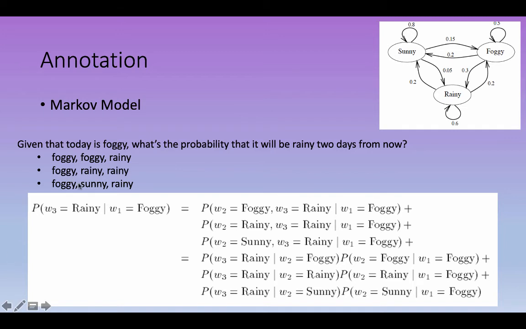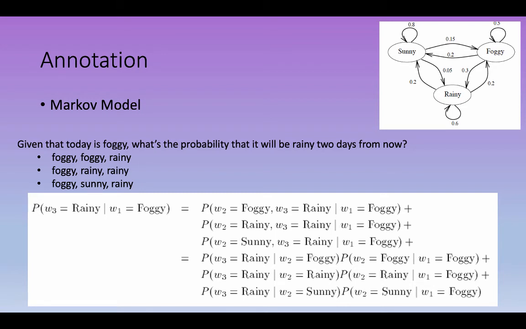We can then start to look at a bunch of different options. So maybe, given that today is foggy, what's the probability that it's going to be rainy in 2 days? There are 3 different ways it could get to that point. It could stay foggy, then go rainy. It could go foggy to rainy to rainy. It could go foggy to sunny to rainy. So in actuality, what I want is the probability that it's going to be rainy in 2 days, given that today is foggy, ignoring the middle day.